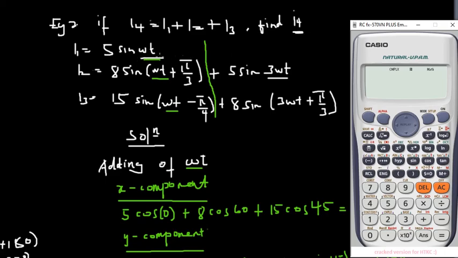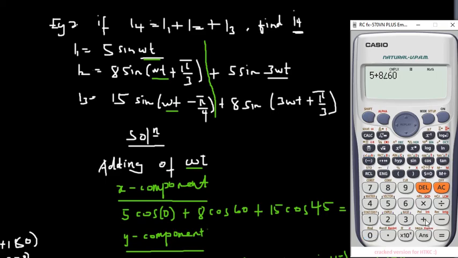Now let's find I4. First we will be adding for the same frequencies, and after that we do it for 3ωt. So we first do it for ωt and then for 3ωt. Let's start with that. We have 5, with no angle over here, and we add that to 8, and an angle of π/3 is 60 degrees.